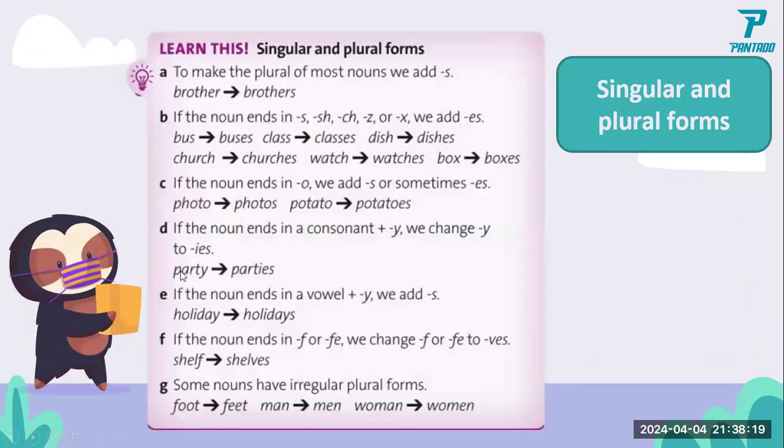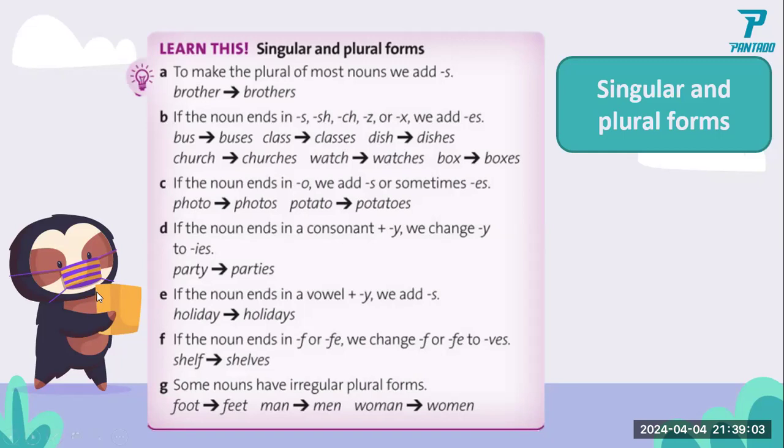So we have here singular and plural forms. Use brother, brothers. If the noun ends in S, SH, CH, SS, Z, or X, we add ES. You know this already. Bus, buses, class, classes, dish, dishes, churches, watches, boxes. If the noun ends in O, we add S or sometimes ES, like potatoes. Potato, potatoes. And photo, photos.